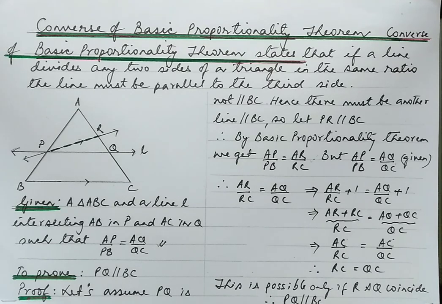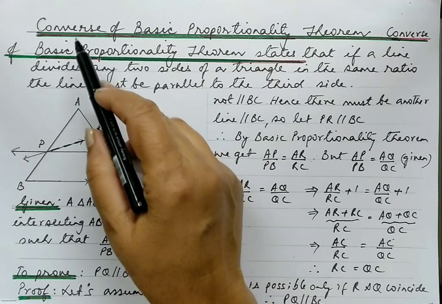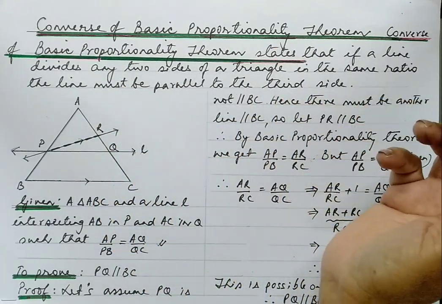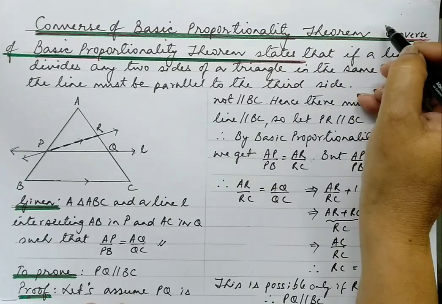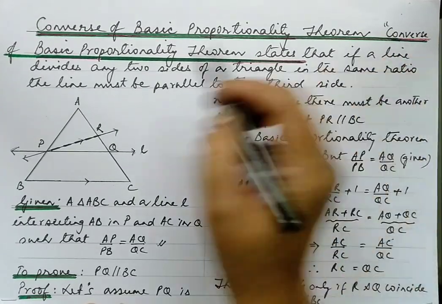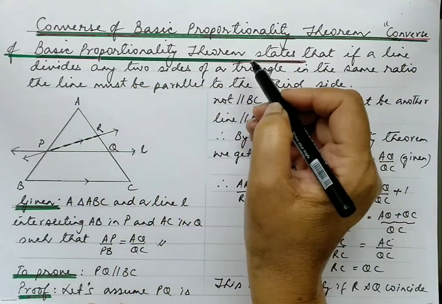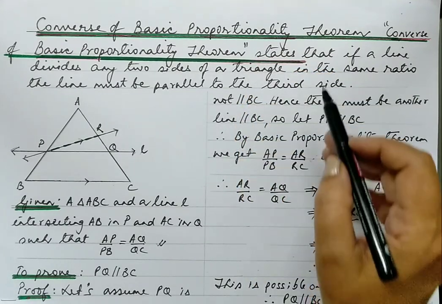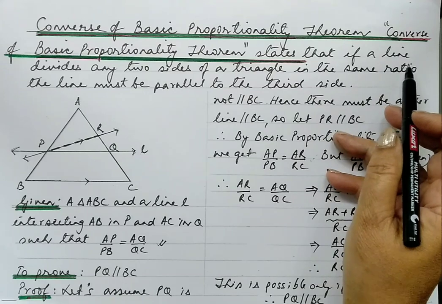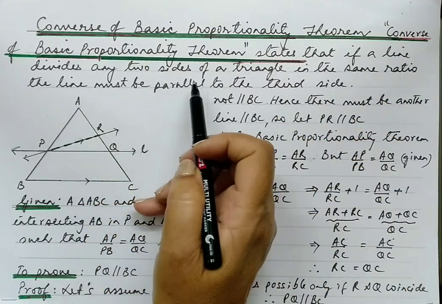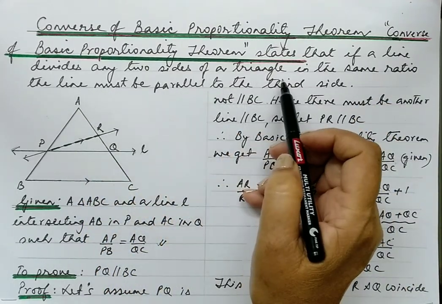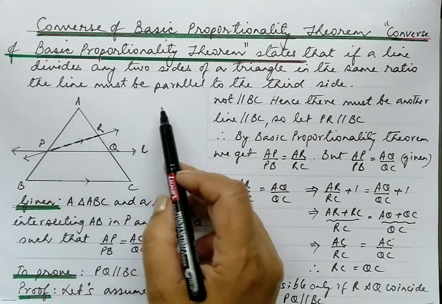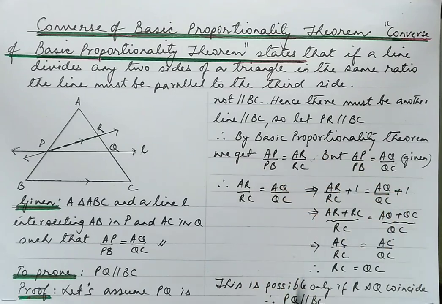Hi guys, so today we have the converse of the basic proportionality theorem. Now, what does the converse of the basic proportionality theorem state? It states that if a line divides any two sides of a triangle in the same ratio, the line must be parallel to the third side. All right.